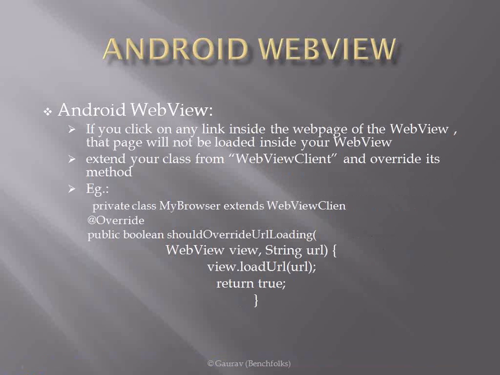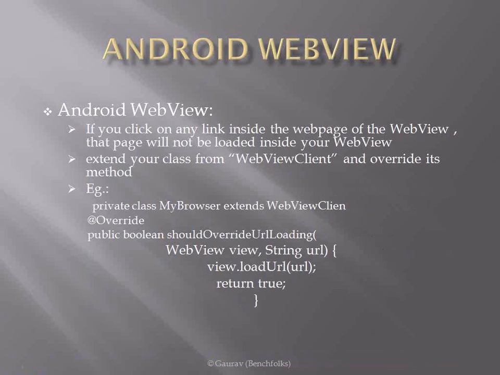So you don't want that to happen. You want to stay within the application only. So you need to extend your class from the WebViewClient, and you need to override one method. Just write one additional class within the Java file where you are creating the web view. Create one class with any name and extend it by WebViewClient, and override one method, whose name is shouldOverrideUrlLoading. It should return a boolean, that is true or false.